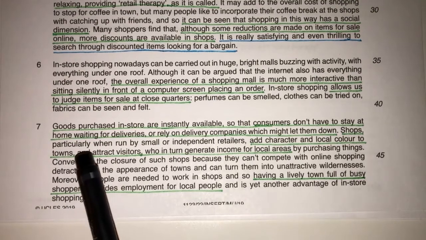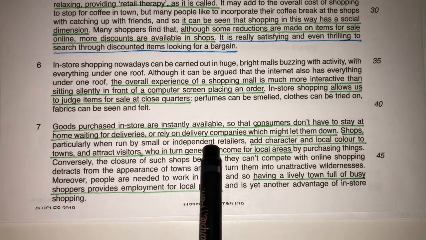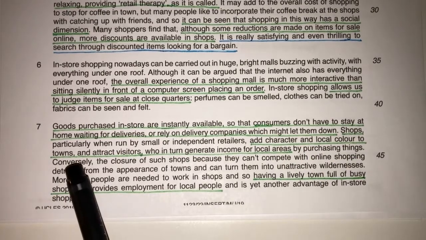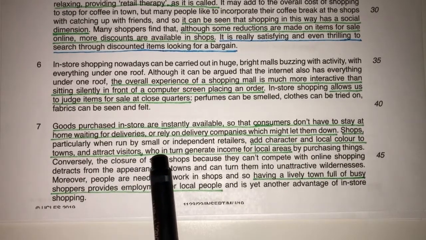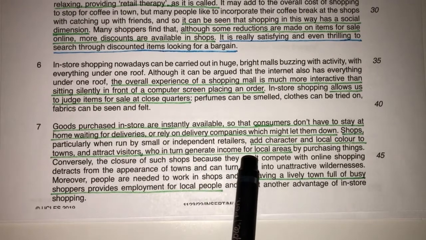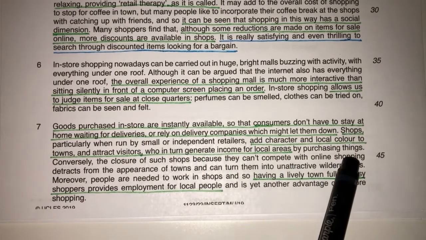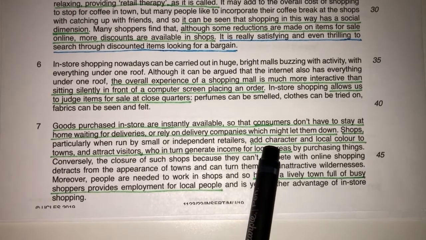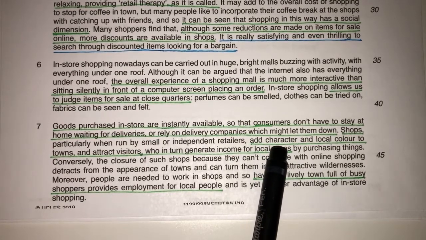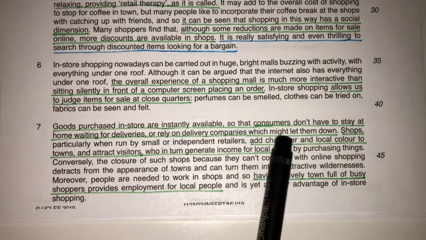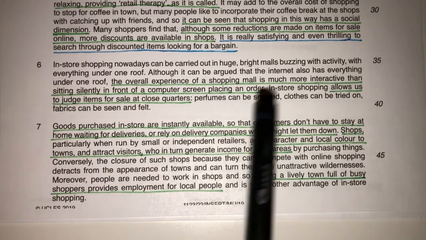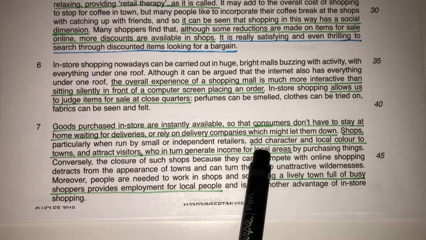Shops, particularly when run by small or independent retailers, add character and local color to towns and attract visitors, who in turn generate income for local areas by purchasing things. Okay, so another perk now, this is less on an individual level. This is more on a national or regional or on a city level, if you would like to say.